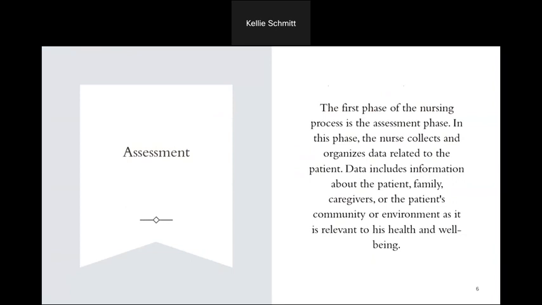Assessment is the first phase of the nursing process. In this phase, the nurse collects and organizes data. Data includes information about the patient and the family or any caregivers, the community that the patient lives in, and their environment. It is very relevant to their health and well-being.